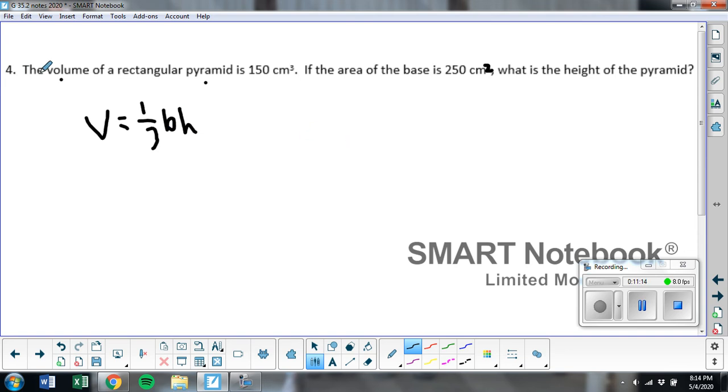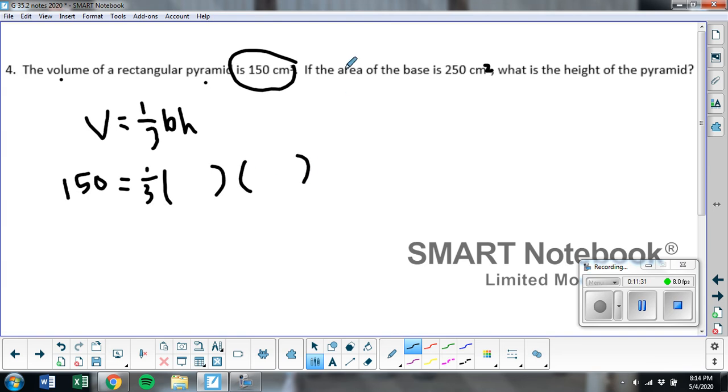And look what we were given. We were actually told the answer. We're told the volume. So that's going to go right in here for volume. Normally that's what we're trying to find. 150 is the volume. What else did they tell us? The area of the base is 250 centimeters squared. Well, right here, B is 250. That's the area of the base. We don't know the height. We can leave it h, but what are they asking us for? The height. That's perfect. That's the only variable we have.